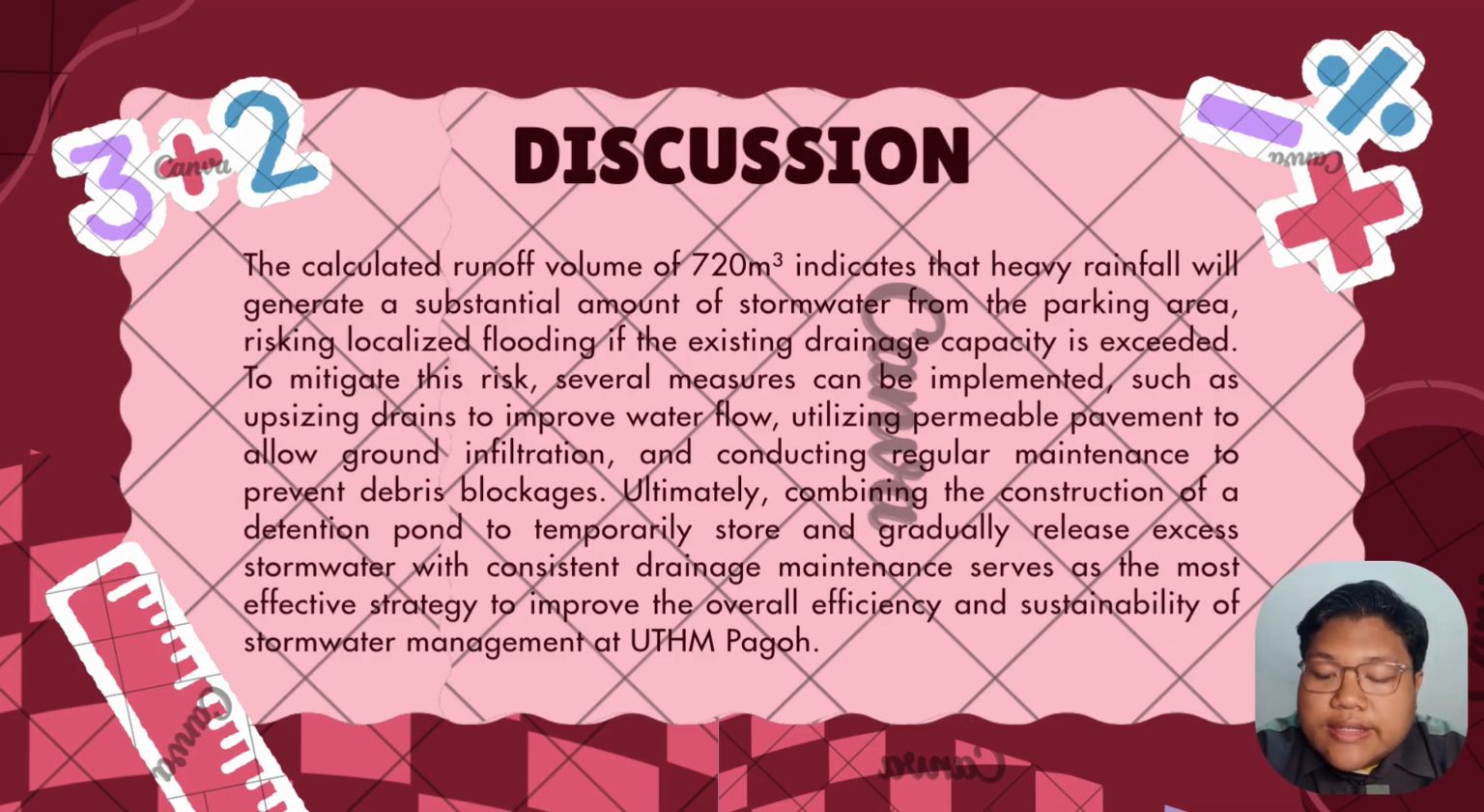To mitigate this, measures like enlarging drains, constructing detention ponds, using permeable pavements, and conducting regular maintenance should be implemented. Among these, combining a detention pond with regular maintenance is the most effective approach. The pond temporarily stores excess water to minimize flood risk, improving stormwater management efficiency at UTHM Pagoh.